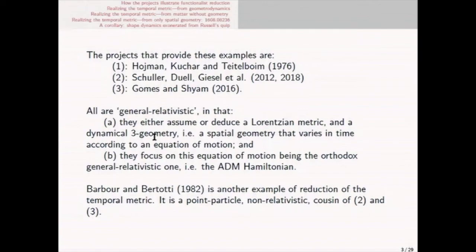But all 3 enterprises end up deducing a very famous version of GR, which is the evolution of geometry of space by a Hamiltonian first written down by Arnowitt, Deser, and Misner, so-called ADM. This is all, in a way, a cousin of Barbour and Bertotti, which some of you may know about. And at this stage, I'll shut up.